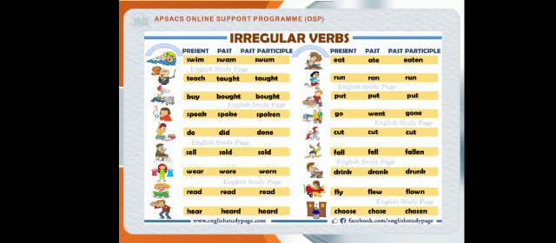Irregular verbs. Irregular verbs are: swim, swam, swum; teach, taught, taught; buy, bought, bought; speak, spoke, spoken; do, did, done; sell, sold, sold; wear, wore, worn; read, read, read; hear, heard, heard; eat, ate, eaten; run, ran, run; put, put, put; go, went, gone; cut, cut, cut; fall, fell, fallen; drink, drank, drunk; fly, flew, flown; choose, chose, chosen.